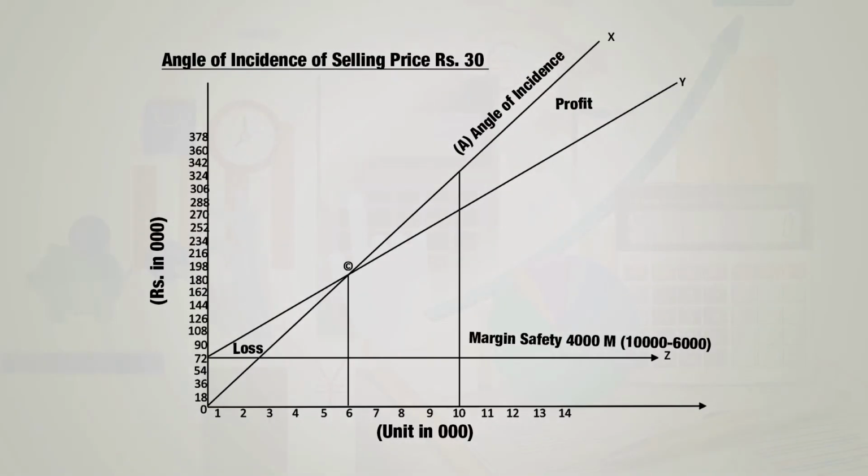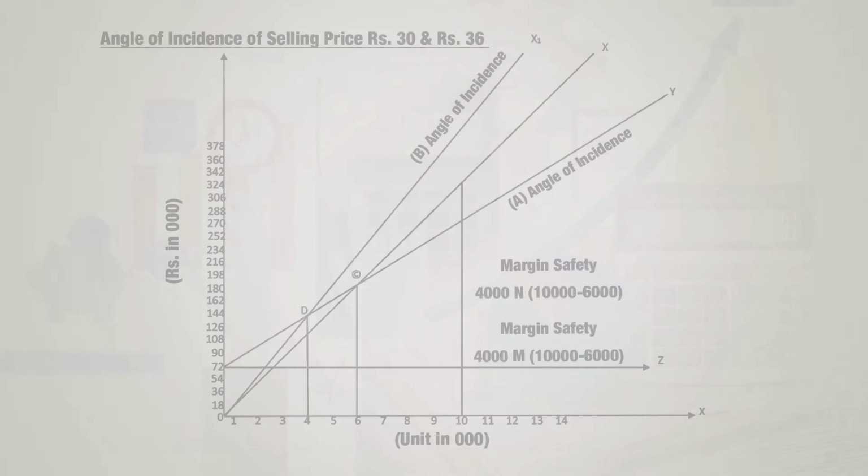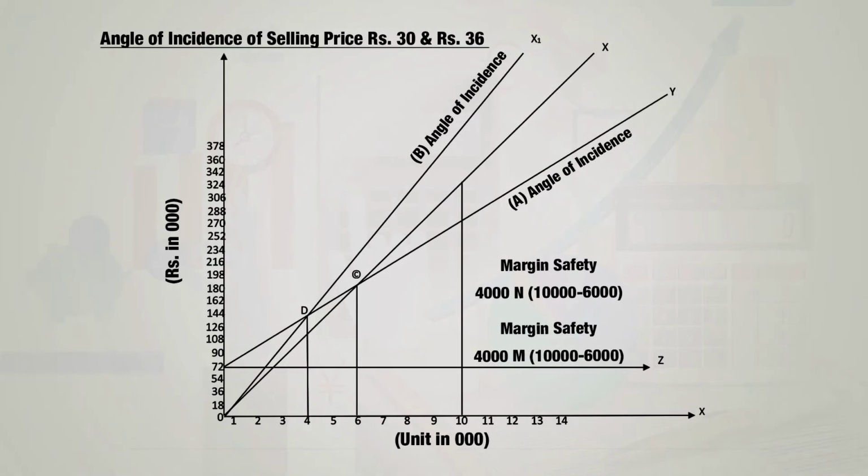Friends, let us see the graphical presentation of angle of incidence when selling price is rupees 30. You can see there are 3 lines in the graph. One is sales line, the other 2 lines indicate variable cost and total fixed cost. Angle of incidence at selling price of rupees 30 and 36. This is a comparison of both the lines. In the same manner, in a sales line, we have 2 sales lines. One is at rupees 30 and the other is at rupees 36.